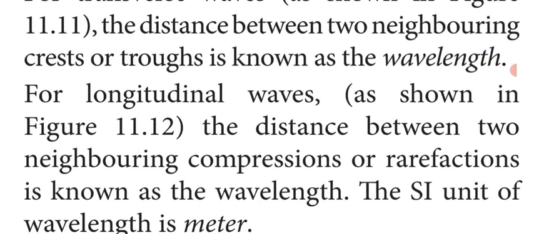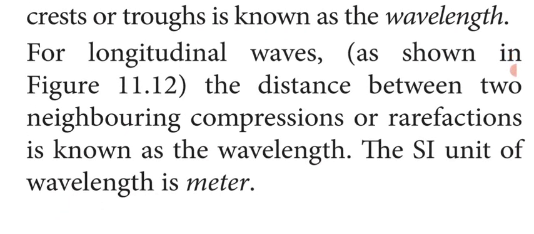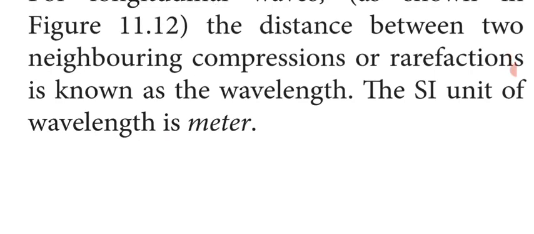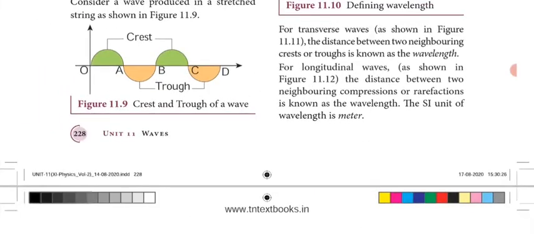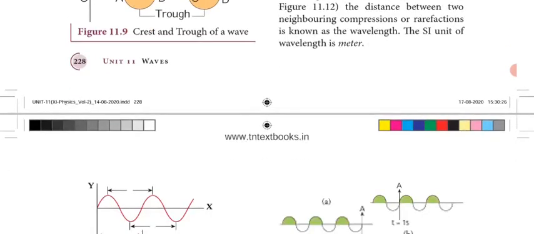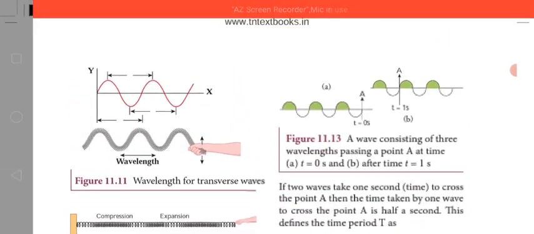For longitudinal waves, there will not be crests and troughs; there will be compressions and rarefactions. So for longitudinal waves, the distance between two neighboring compressions or rarefactions is known as the wavelength. The SI unit of wavelength is the meter, because wavelength is a distance, and the unit of distance is the meter. The same applies to lambda.